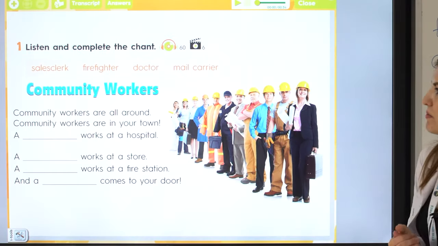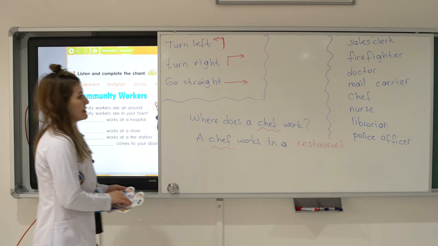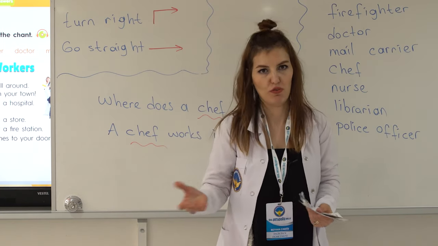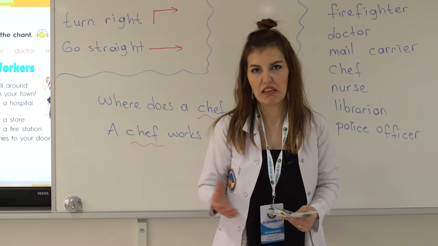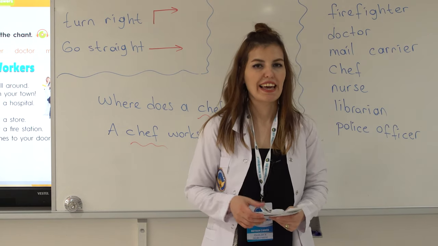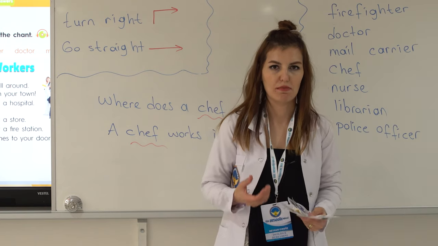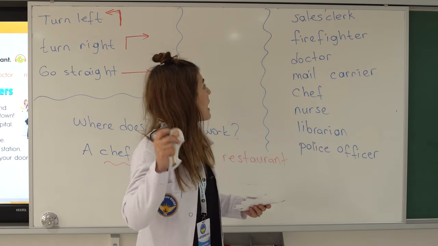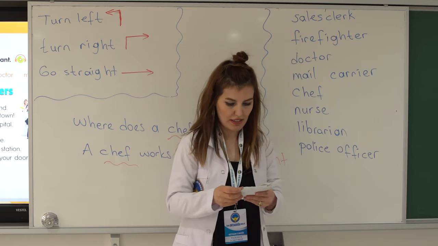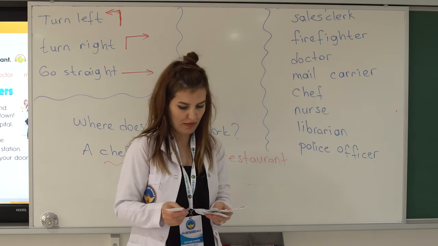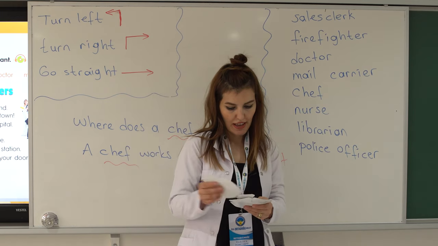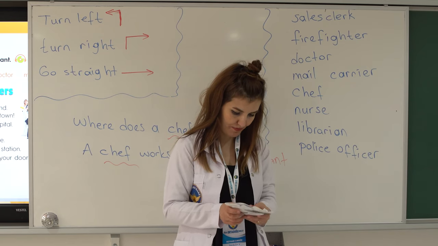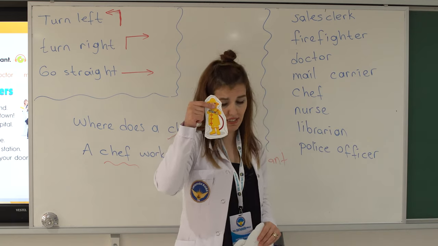Now, community workers. For example, sales clerk. Do you know what a sales clerk is? A sales clerk is a man or woman who works in a shopping center or clothes shop. They can help you to find some clothes or buy something. Look at here. She is a sales worker. And firefighter. A firefighter is a man or woman, maybe it can be a woman. He can put out the fires if there is a fire. This is a firefighter.